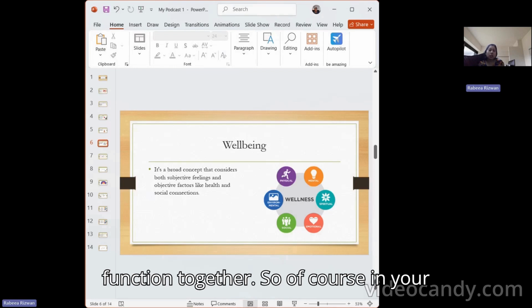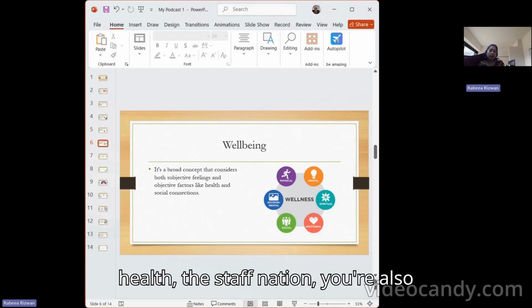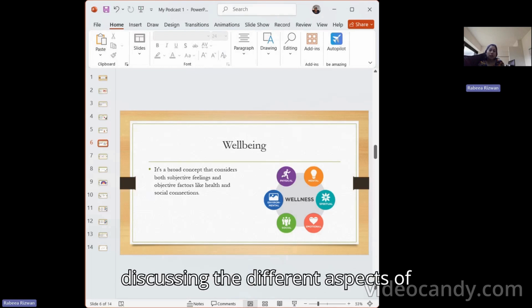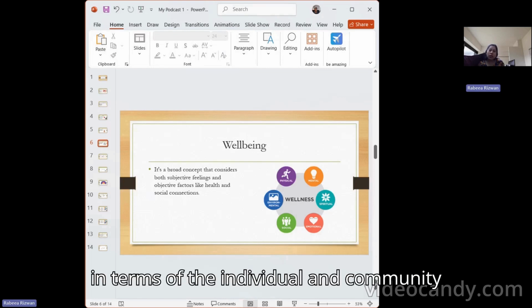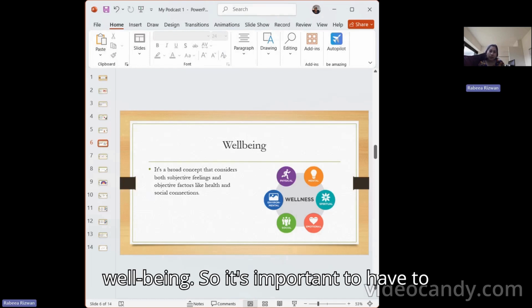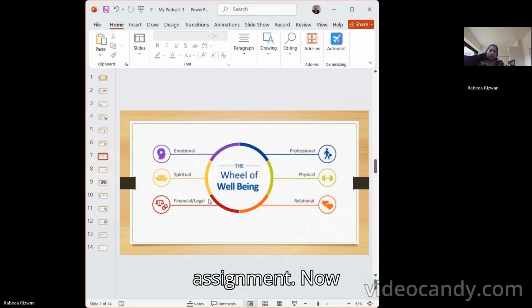So of course, in your assignment, when you are discussing the definition of health, you are also discussing the different aspects of health and well-being, what these are in terms of individual and community well-being. So it's important to have the basic knowledge of them before doing the assignment.